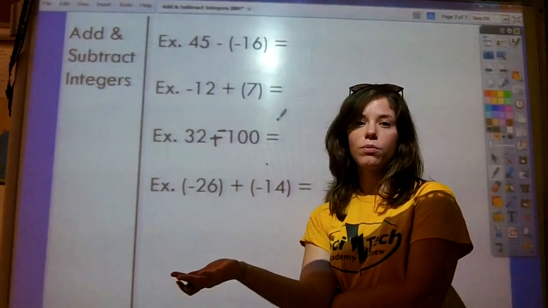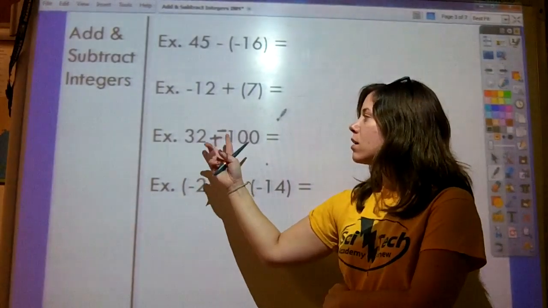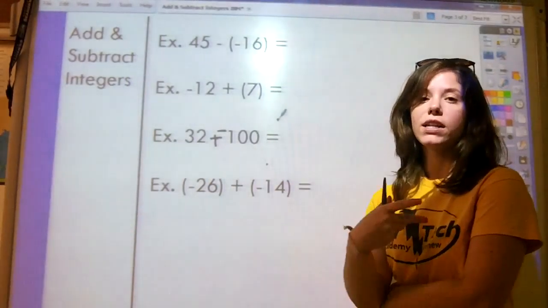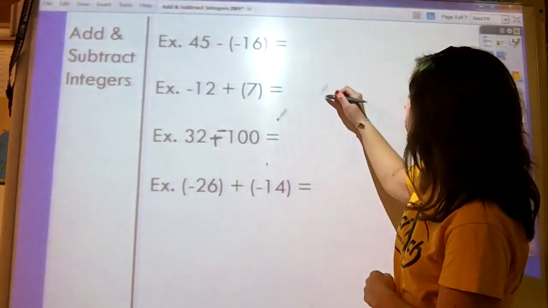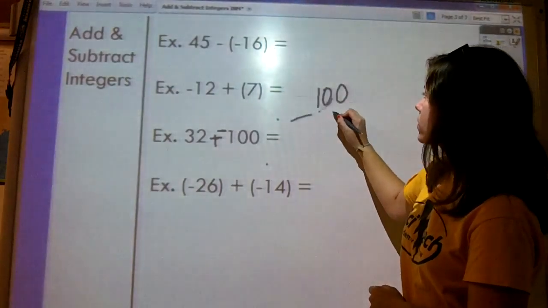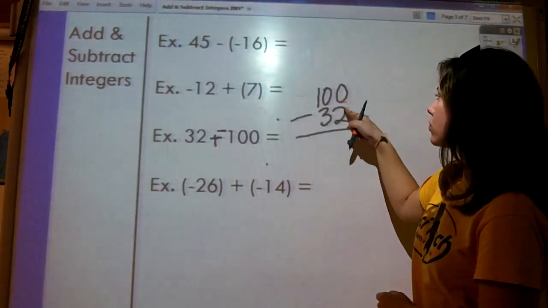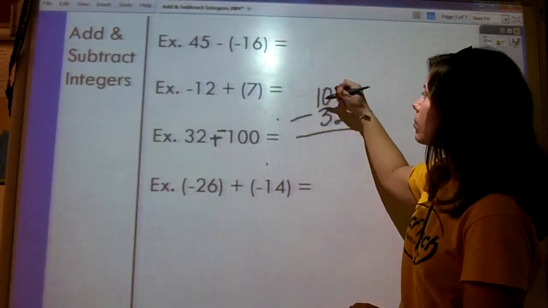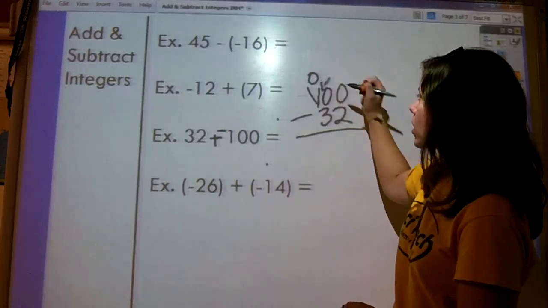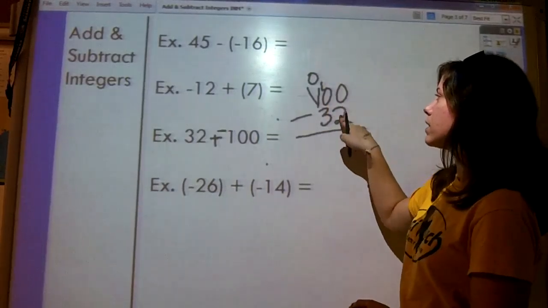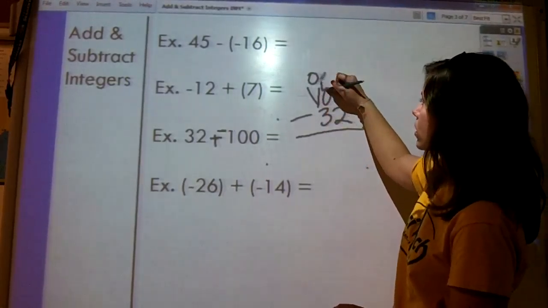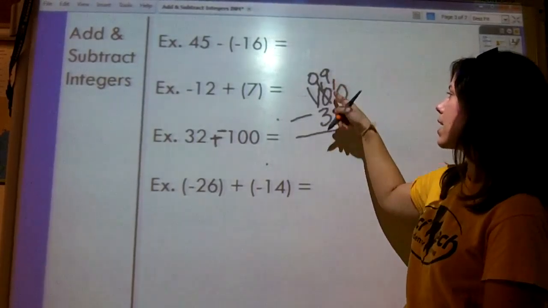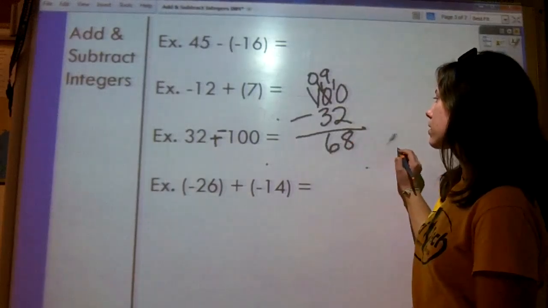Now it's just an addition problem. I'm adding, my signs are different, so I want to find the difference. Finding a difference means subtract, so I'll do 100 minus 32. Can't do 0 minus 2, so I go next door to borrow. I can't, so I go next door to borrow. This becomes 10. I still can't take away my 2, so I go next door. This becomes 9. 10 minus 2 is 8. 9 minus 3 is 6.